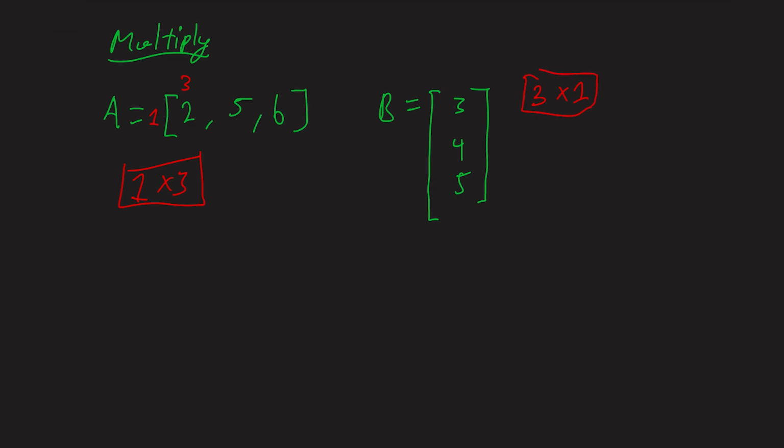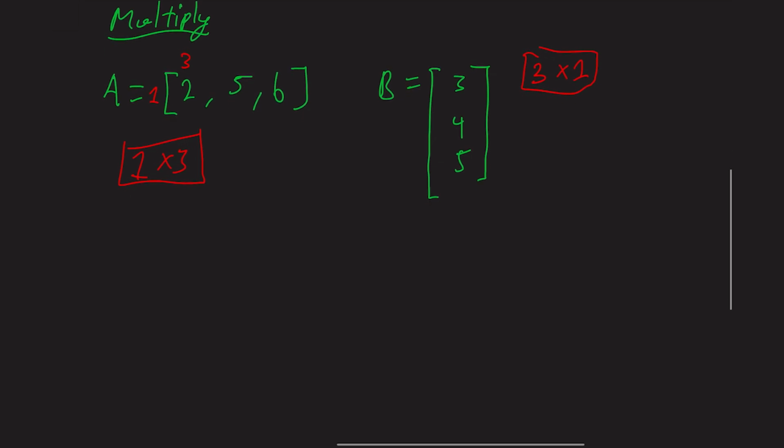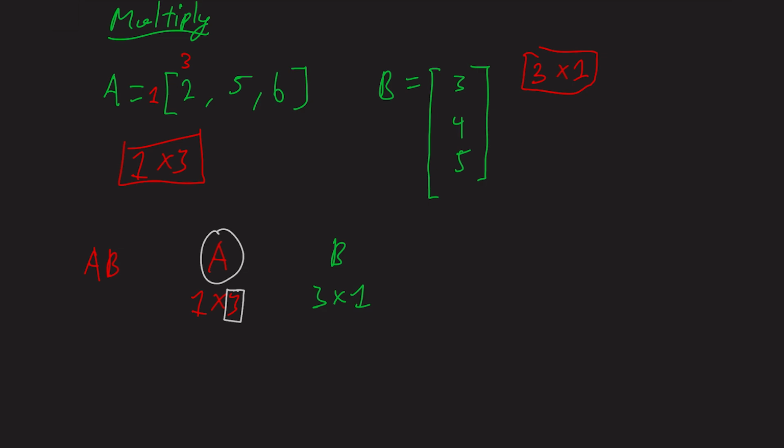Okay, so some preconditions before we do any matrix multiplication. If we, for example, wanted to do A multiplied by B, we are going to need to compare the order of those matrices. So the order of matrix A is a 1 by 3 matrix, and the order of matrix B is a 3 by 1 matrix, okay? So in order for us to successfully multiply matrices, the second number in the order of the first matrix has to equal the first number in the order of the second matrix.